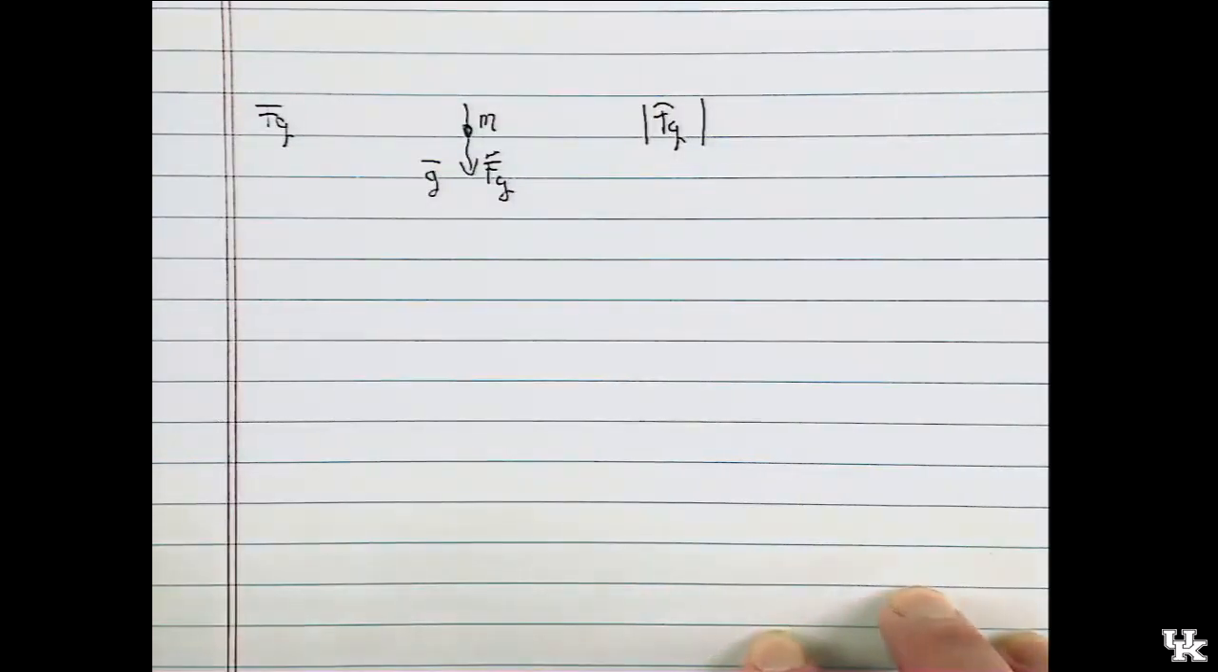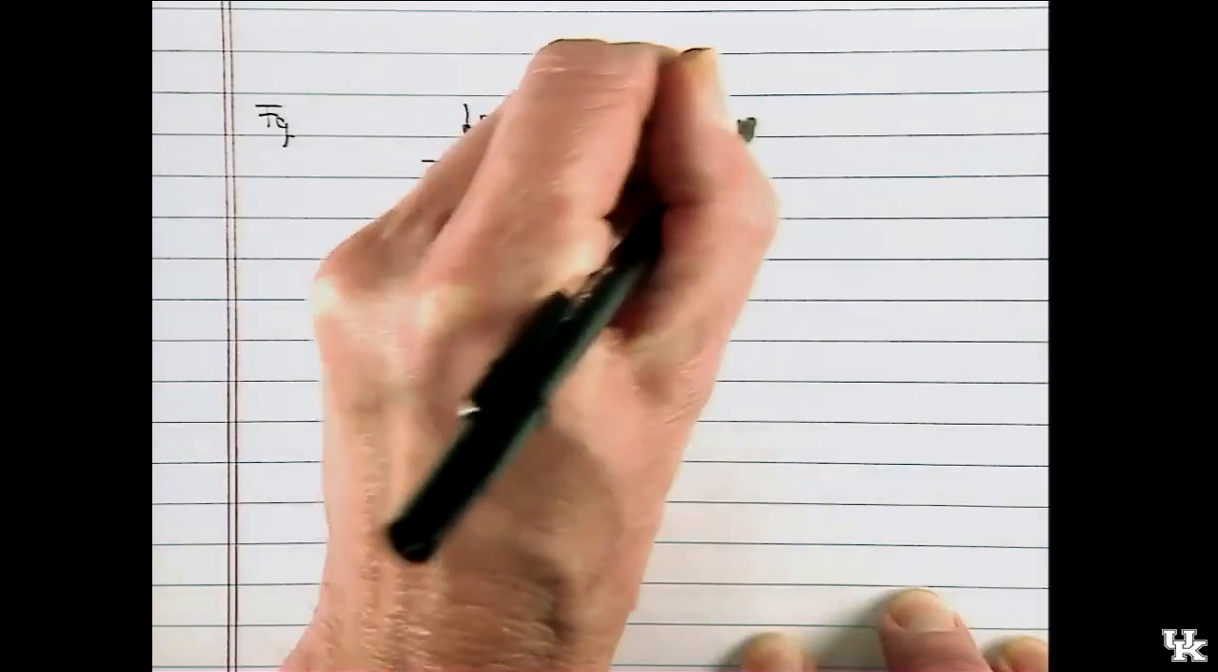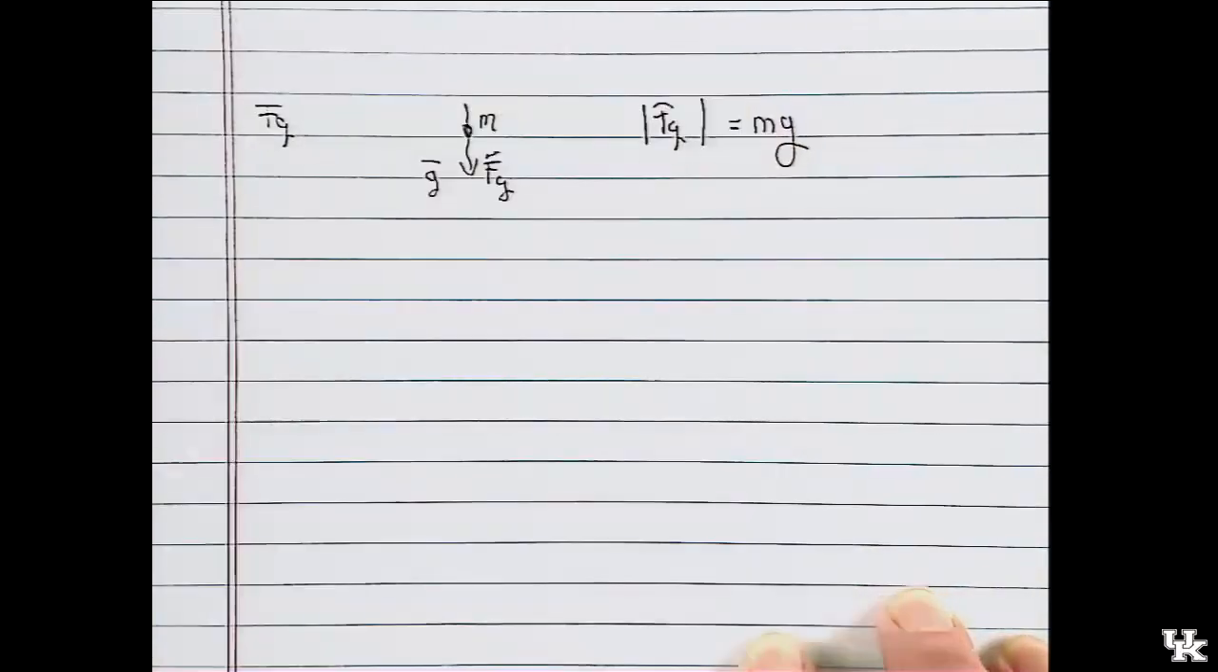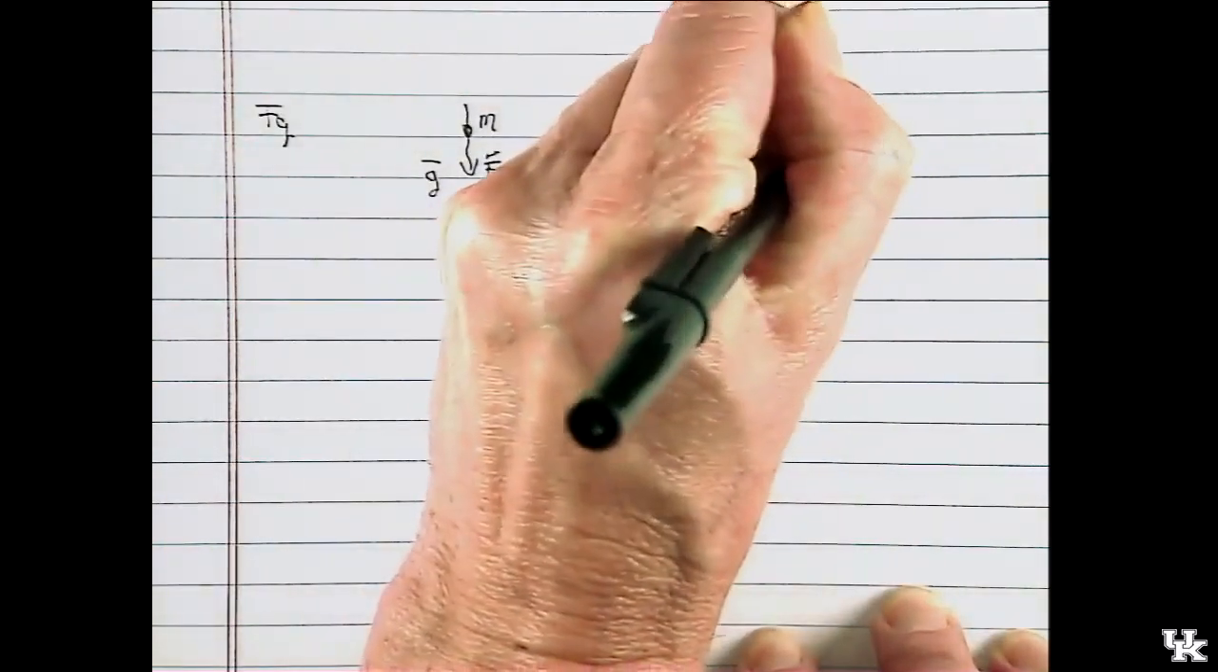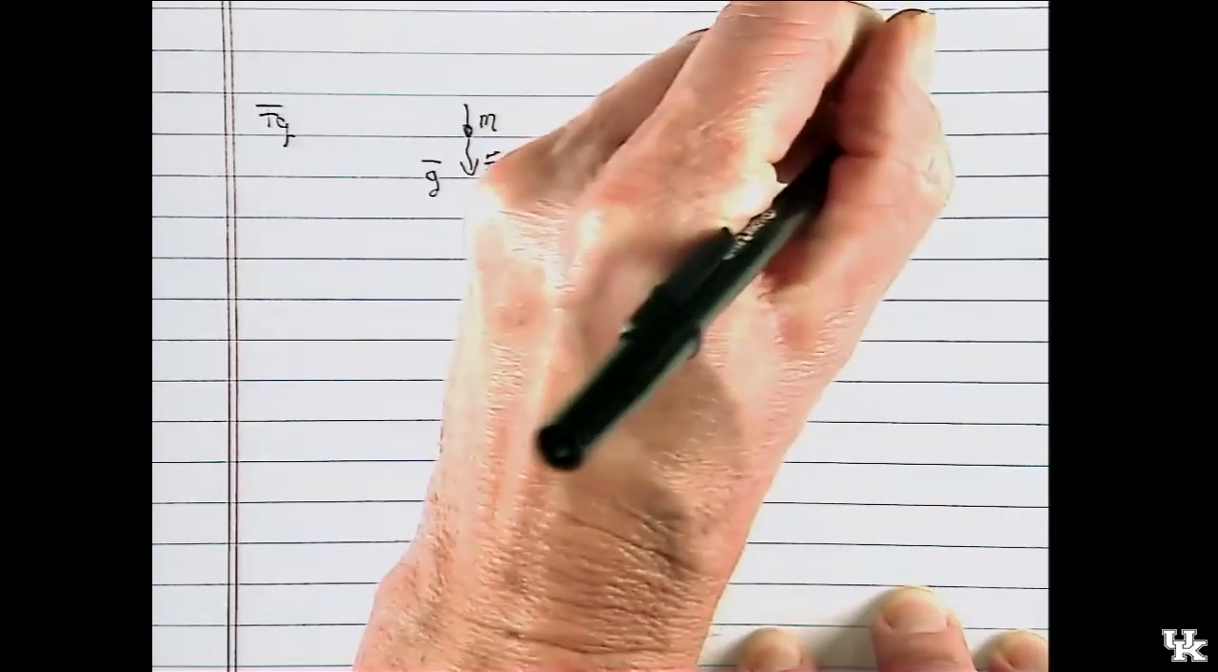The size of the gravitational force is just mg. I'm not going to write down the numbers, I've got to do this in like 30 seconds. So I multiplied the mass of the electron, 9 times 10 to the minus 31 kilograms, times the acceleration of gravity, 9.8 meters per second squared. That is equal to about 9 times 10 to the minus 30 newtons.